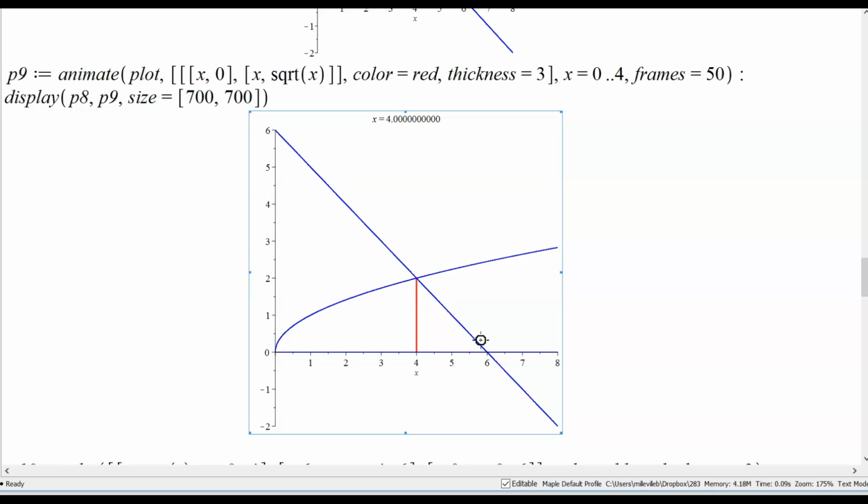So we can set this up as a type 1 region. It's just going to have to be two separate integrals. One as x is varying from 0 to 4, the other one as x is varying from 4 to 6. So we can do that, and we'll set that up that way.